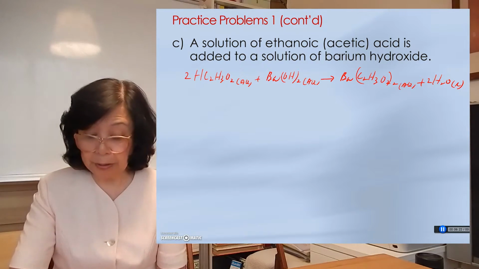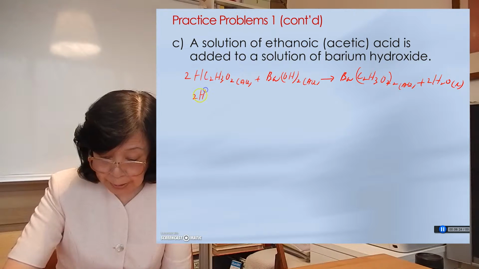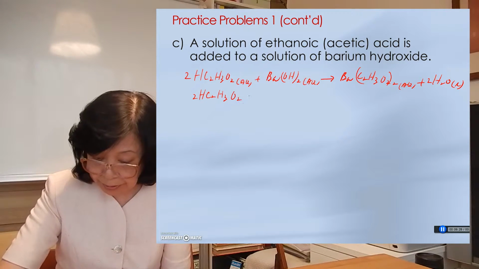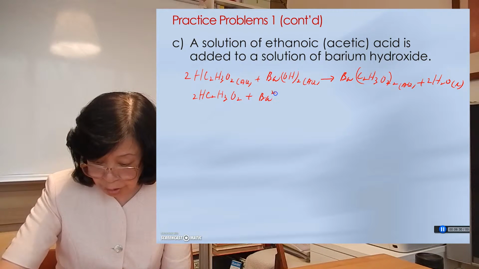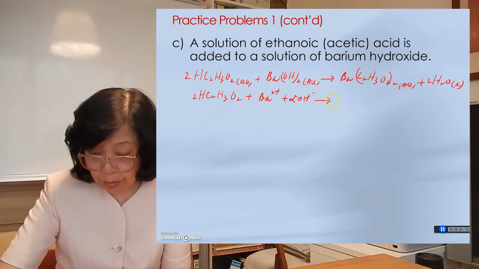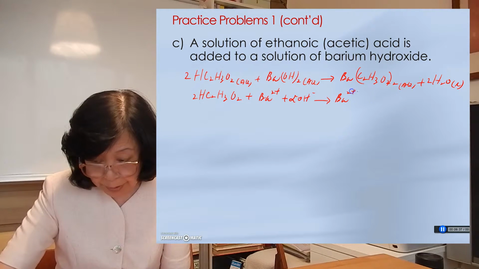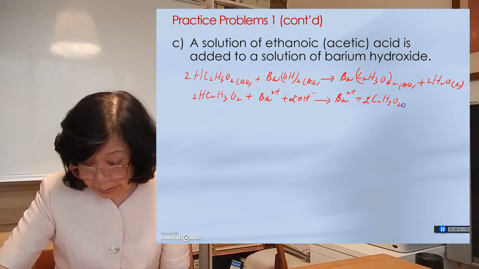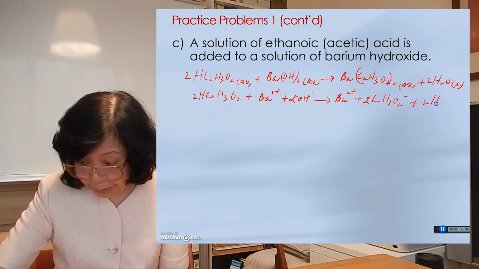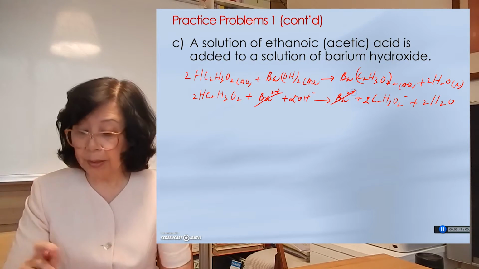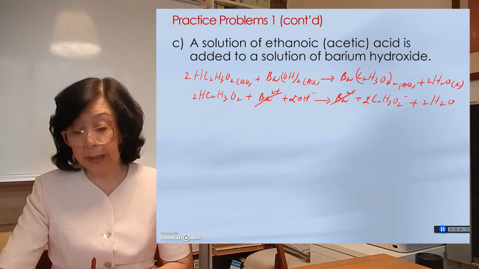Now, when we write the net ionic equation, 2HC2H3O2, the weak acid stays together, but we dissociate the strong base into barium ion and hydroxide ion to form the soluble compound barium acetate ions and the water molecule. Now we cancel out the barium ion. And here you have the net ionic equation.